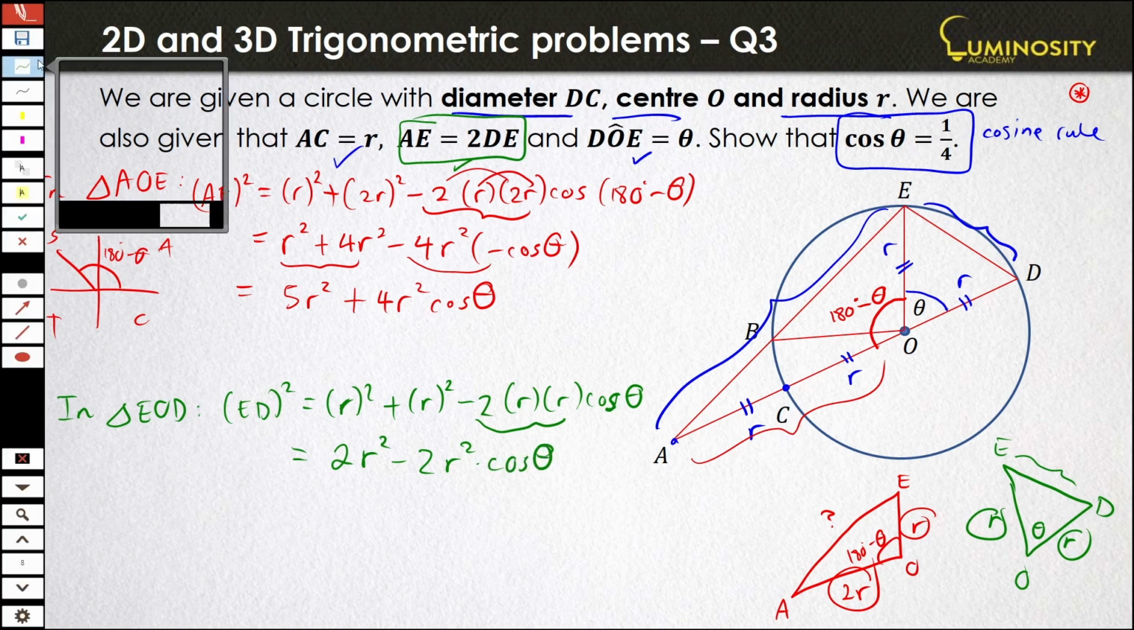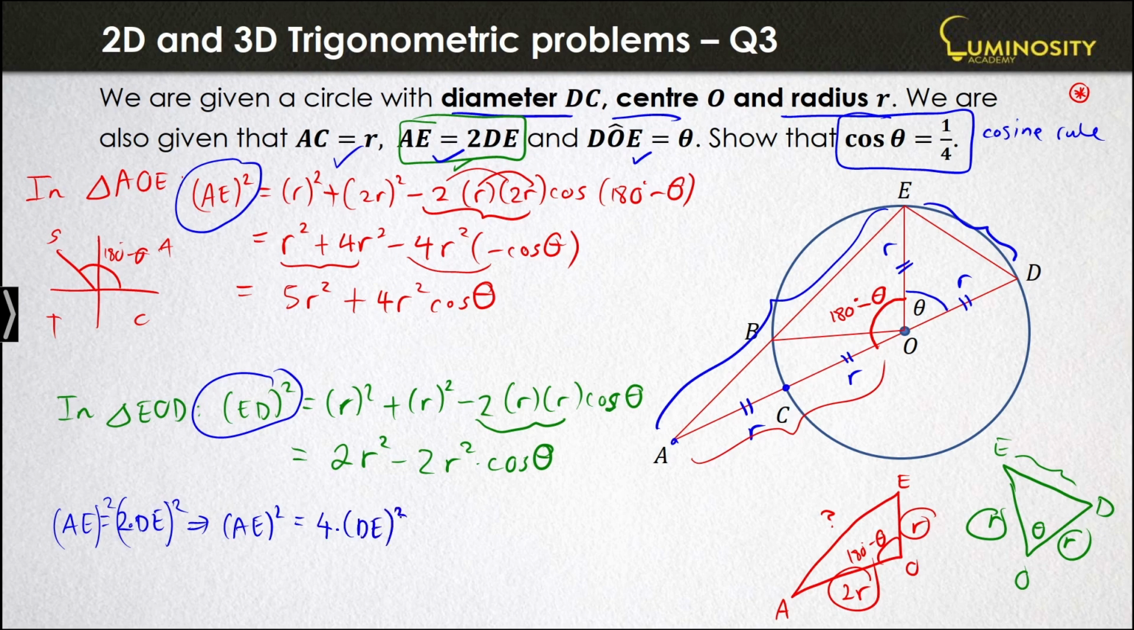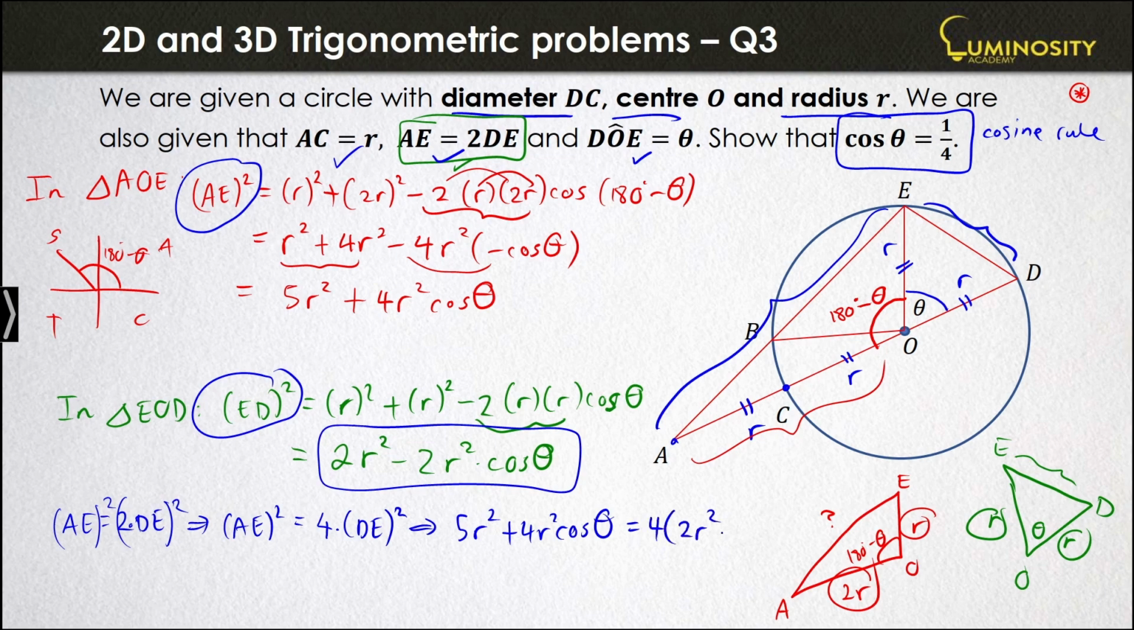Now lastly, let's use this piece of information that we haven't used. If AE equals twice DE, because I have these expressions in terms of squares, it makes sense to square both sides here. So this implies that AE squared is equal to 2 times DE squared, that's going to be 4 times DE squared. But what is AE squared? That's 5R squared plus 4R squared cos theta. And that must equal 4 times DE squared, but DE squared is this expression here. So 4 times that entire expression.